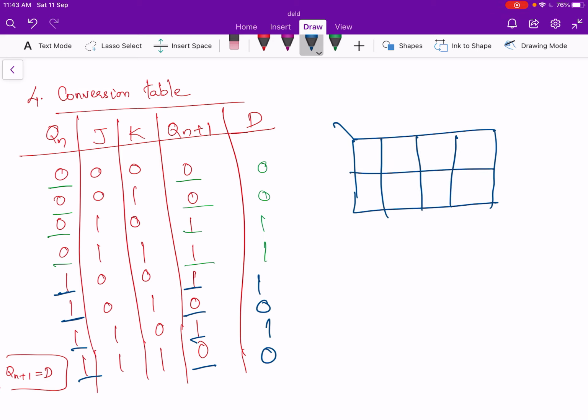So there are 3 variables, so there will be 8 cells: Q1, J and K. Based on Q1, J and K, we will write what is D. Q1 is the present state, J and K are the inputs. Based on that, we will write what is D. So this is 0, this is 1.